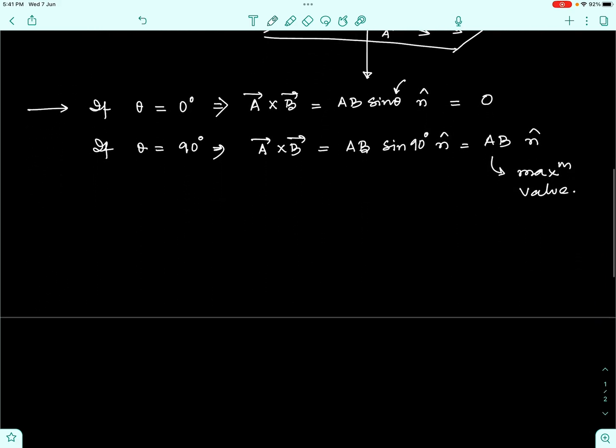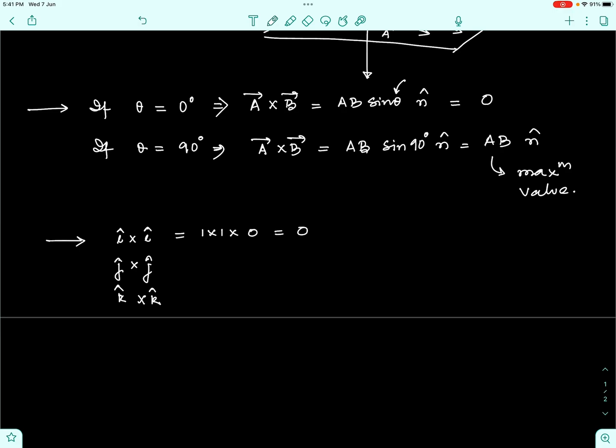We can also try and find out the cross product of a pair of unit vectors. As we have done in case of dot products, we can try finding out i cap cross i cap, j cap cross j cap, k cap cross k cap, and so on. All the possible combinations we can work upon. Starting with i cap cross i cap, by definition, i cap cross i cap will be modulus of i cap, which is 1, into modulus of i cap, which is 1, into sine of angle between i cap and i cap, which is 0 degrees. Sine 0 is 0, right? So the answer will be 0.